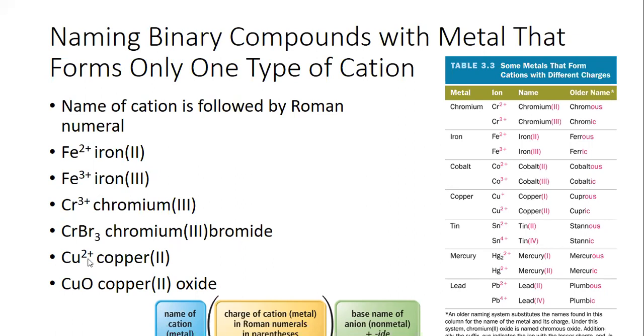Same thing with copper. Copper with a 2+ charge is copper 2. Oxygen has a -2 charge. So that's a 1-to-1 ratio. So it's called copper 2 oxide.